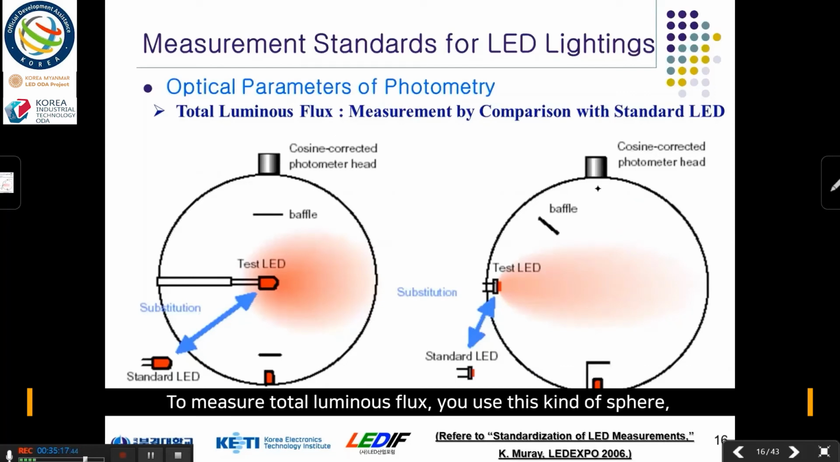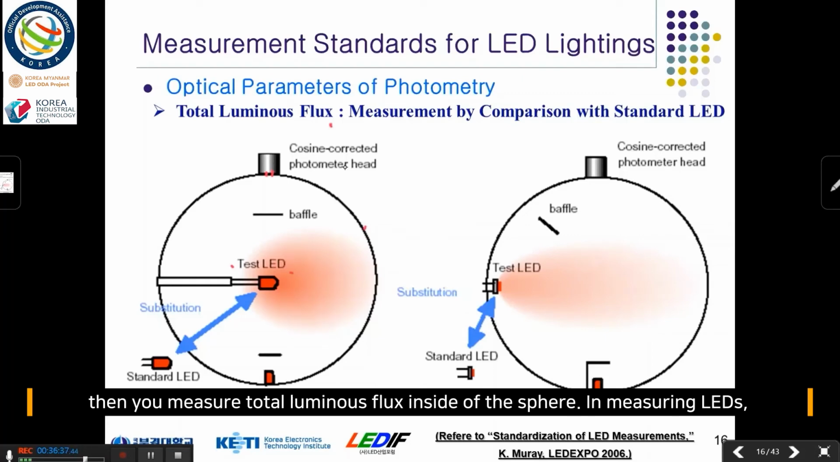To measure total luminous flux, you use this kind of sphere, that is an integrating sphere. By putting the LED or light source in the center of the integrating sphere, if you turn on the LED, the light from the LED will fill all of the sphere. And then if you put a hole on one side of the sphere, then you measure the total luminous flux inside of the sphere.